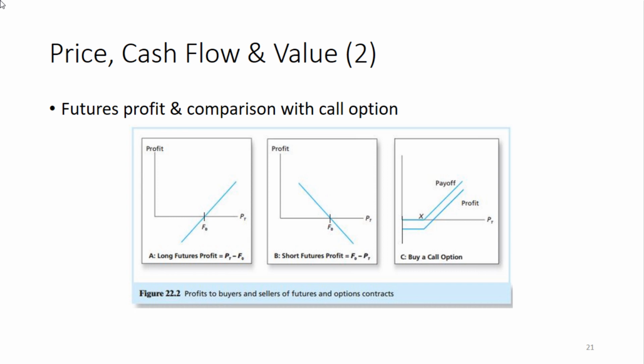The second graph shows the holder of the short position, which is exactly opposite to the long position. So the buyer has the first graph, the seller has the second graph. It's a zero-sum game: what the one gains, the other one loses. And the third graph shows the payoff diagram for an option, which we will discuss later.